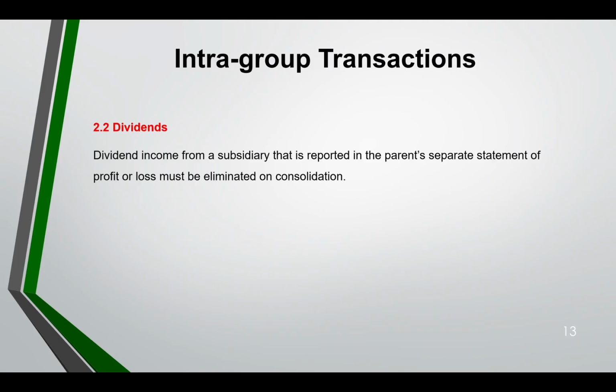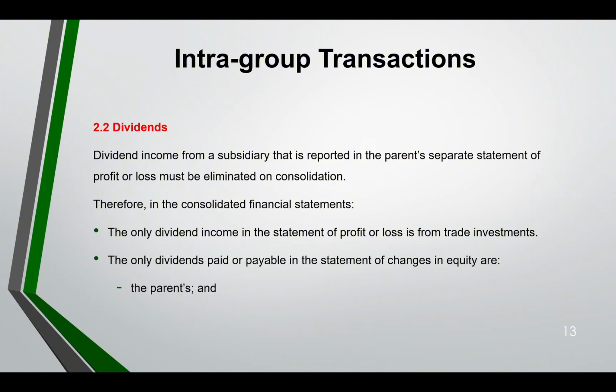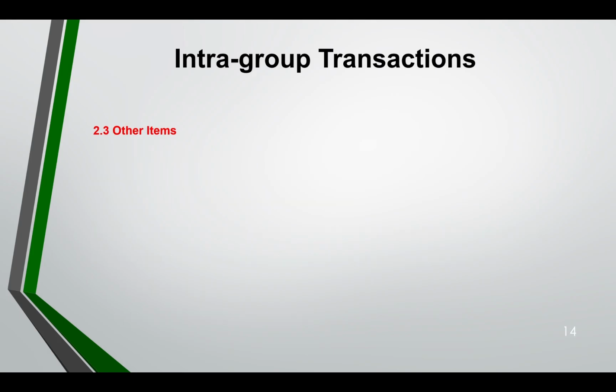So therefore, what do you do? Eliminate dividend also on consolidation. Any dividend from subsidiary that is reported in the parent's separate statement of profit and loss has to be eliminated on consolidation. Therefore, in the consolidated statement, the only dividend income in your profit and loss is from trade investments. It's from trade investment, not among members, not between subsidiary and parent. The only dividends payable in the statement of changes in equity are the parent's and subsidiaries' payable to NCI.